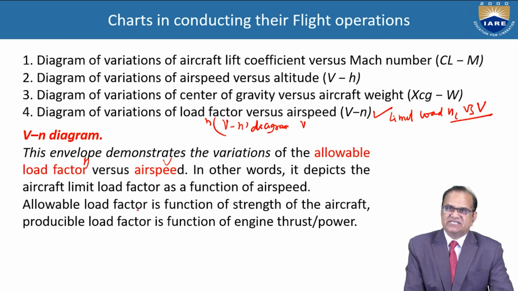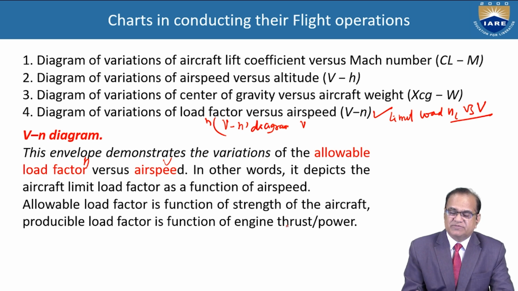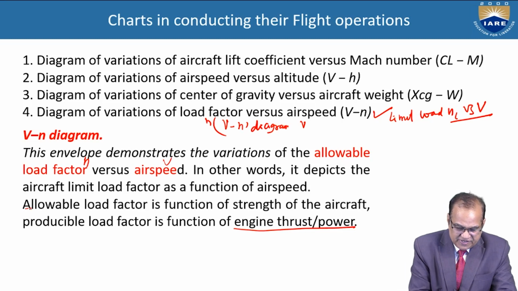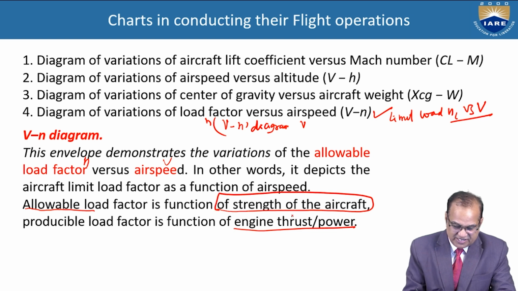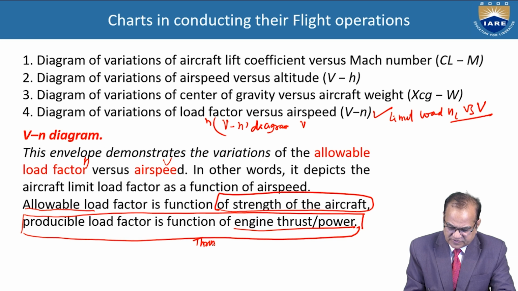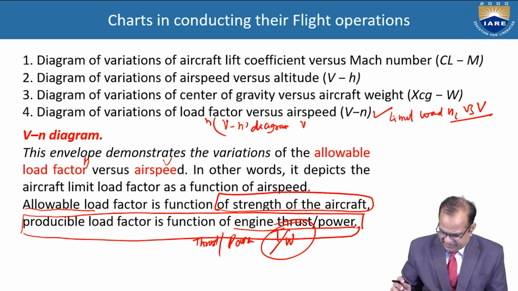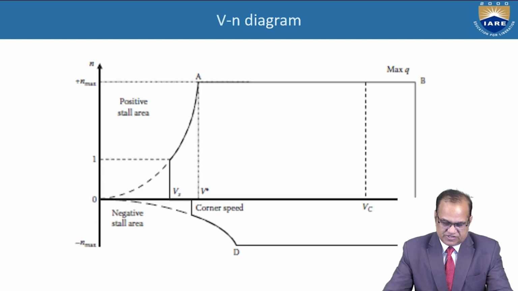Allowable load factor is a function of the strength of the aircraft, and producible load factor is a function of the engine thrust. We have discussed this: allowable load factor is a function of the strength of the aircraft material, wings and other things. But the producible load factor depends upon the engine thrust or power. And we have seen T by W. Okay, so this is very important. And in the next slide, I am going to discuss the VN diagram, which is very, very important for our study.